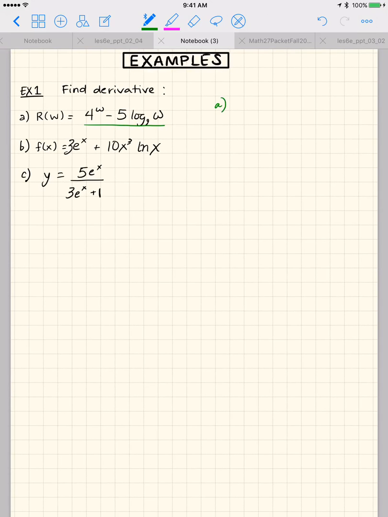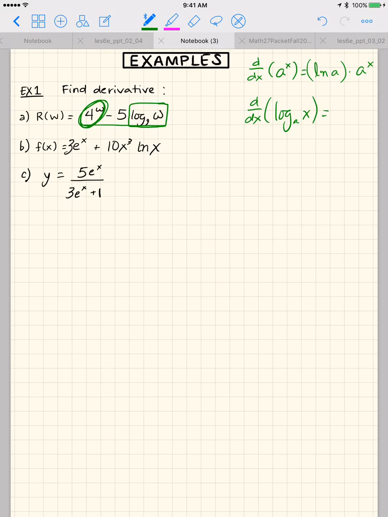So for part A, for this 4 to the W, we're going to use our formulas. Let me just write our properties down. d dx of a to the x is equal to natural log of a times a to the x. Remember, that's a constant. And then the second formula that we're going to need is for this log base 9. d dx of log base a of x is equal to 1 over x times the natural log of a.